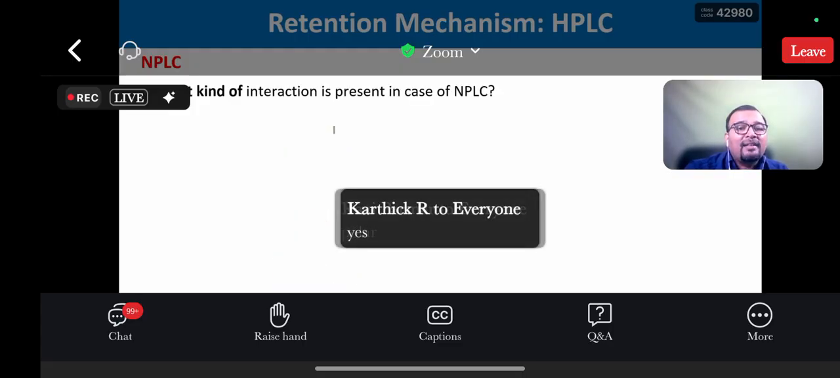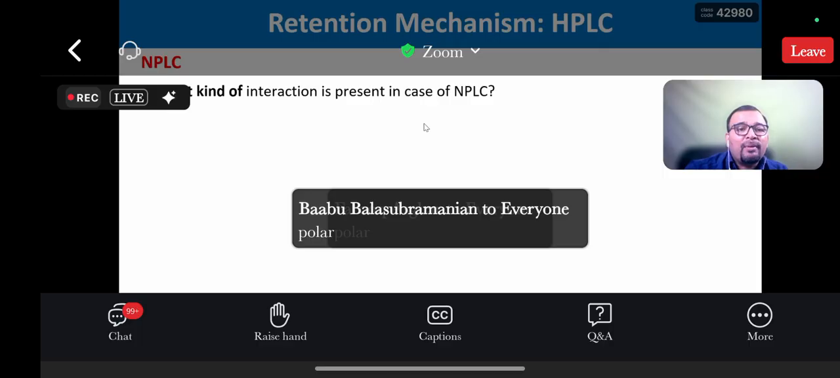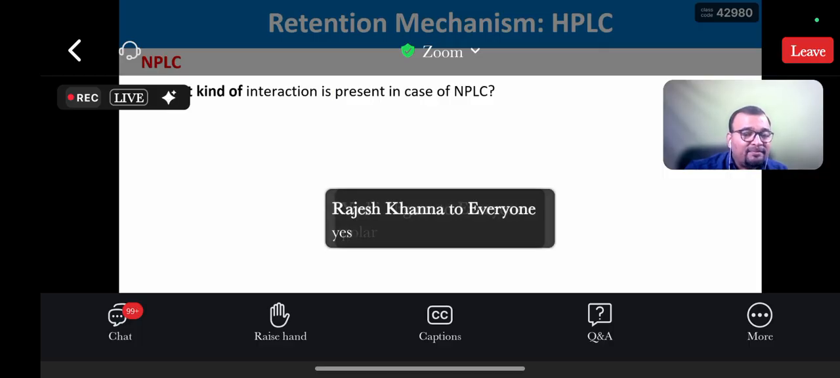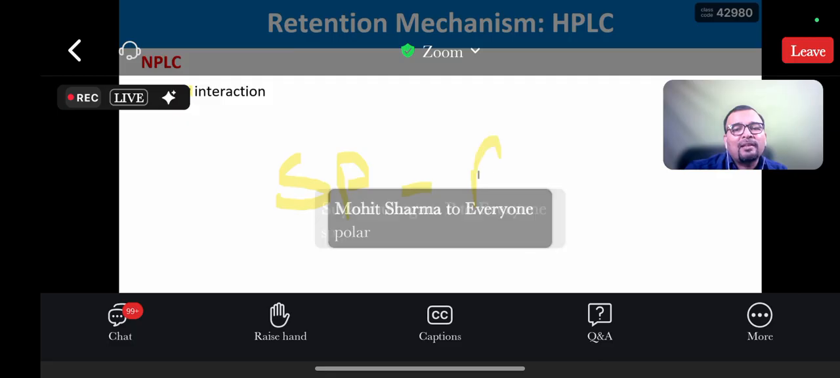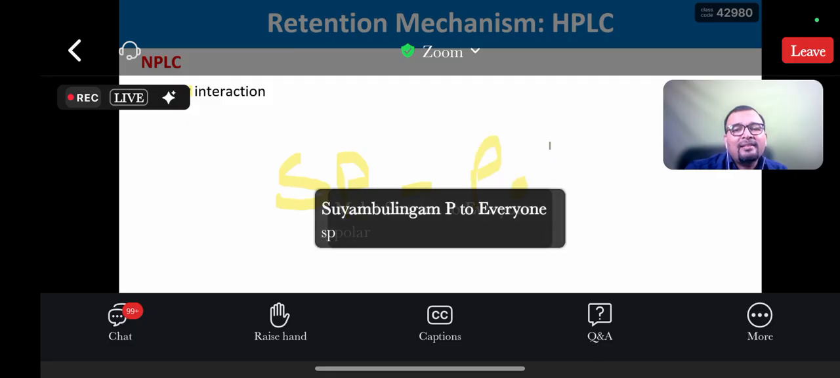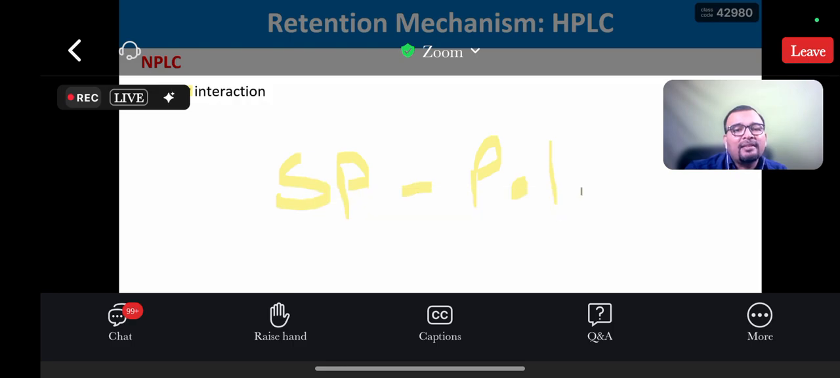Again, what kind of interaction takes place in NPLC? It is a polar interaction. Why polar interaction? Because the stationary phase is polar. Stationary phase is polar, right? Understand this point? Stationary phase is polar, so the interaction is polar.